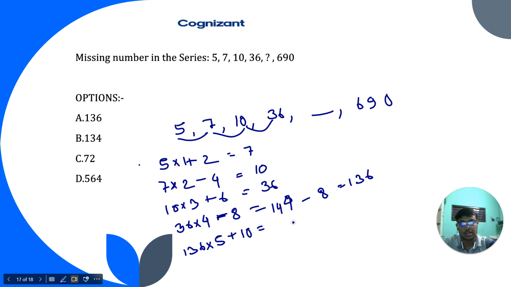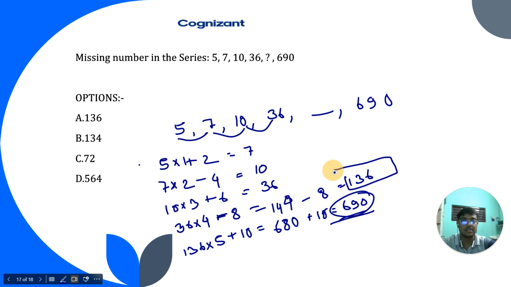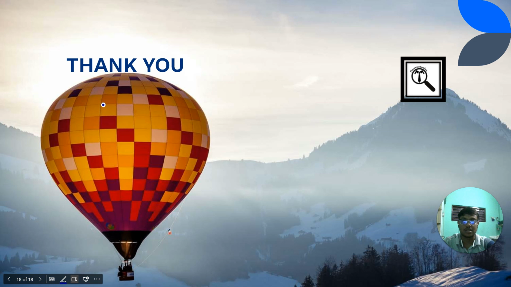So 136 times 5 is 680, plus 10, that is equal to 690. So that is correct. Our logic was correct, and hence the final answer for our question would be 136. So our option A is the correct option. I hope that is clear. So let's move on to the next question.